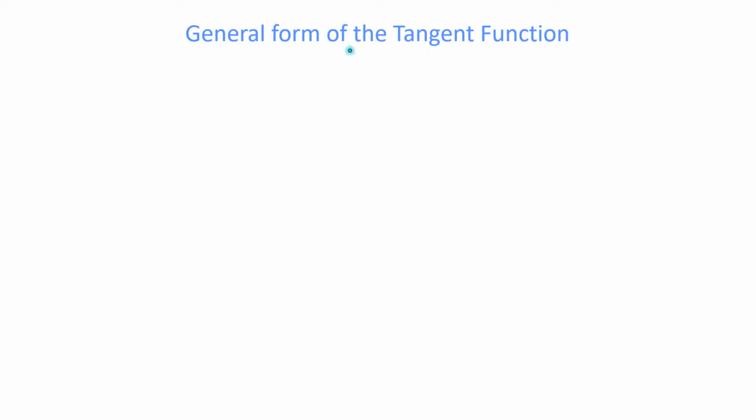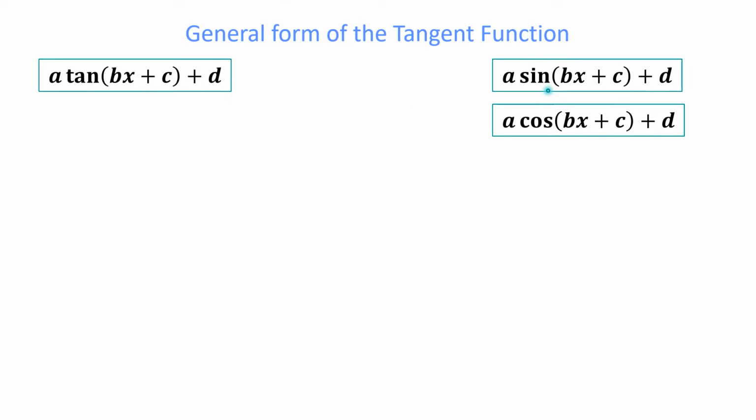The general form of the tangent function is the following, and you should notice that the general form of the tangent function looks very similar to the general form of these two sinusoidal functions, sine and cosine. Now, the effect of the values a, b, c and d on this function will be reviewed again in this video to refresh your memory.